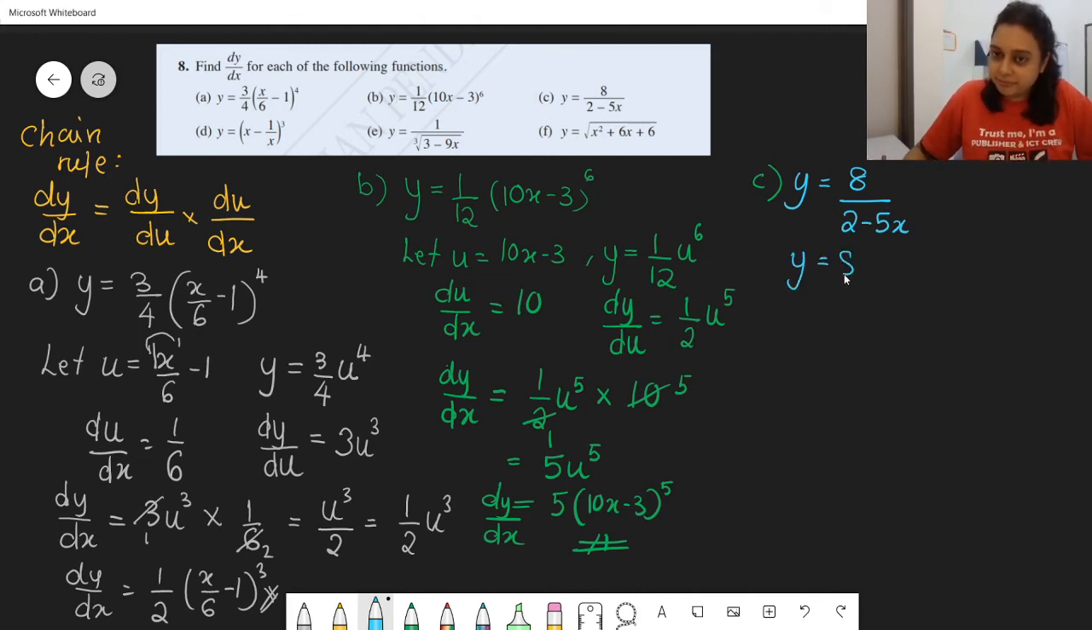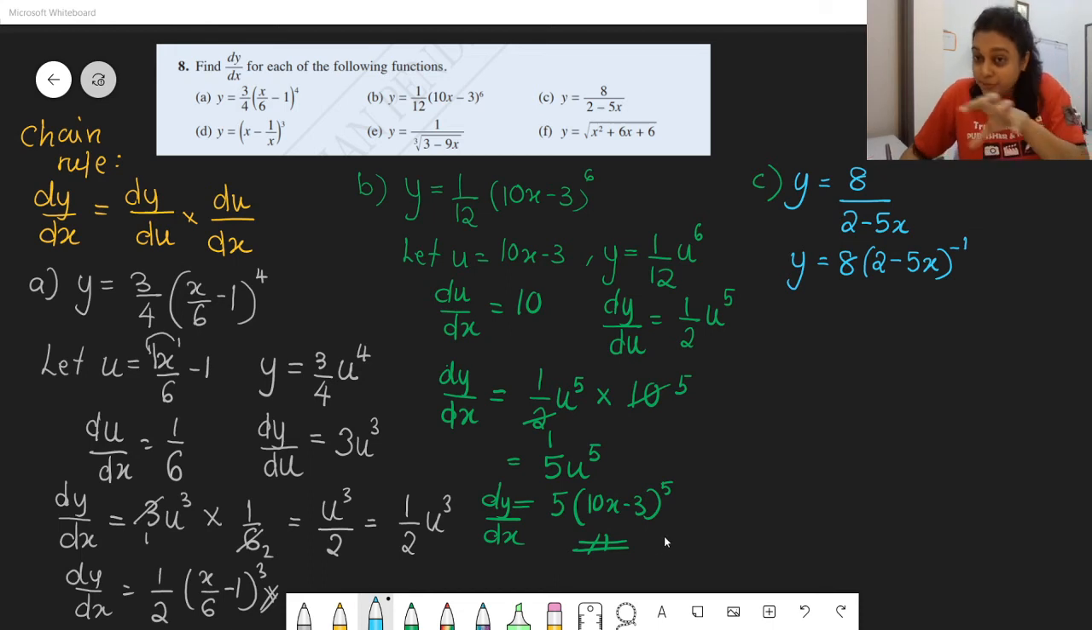All you do is bring the entire denominator up to the numerator place. Whatever is down, we always bring it up. So when you bring it up, make sure you put the bracket (2 minus 5x) to the power of negative 1. The entire denominator becomes negative 1, the whole thing, not just the x only.